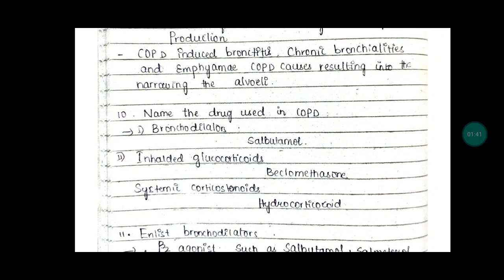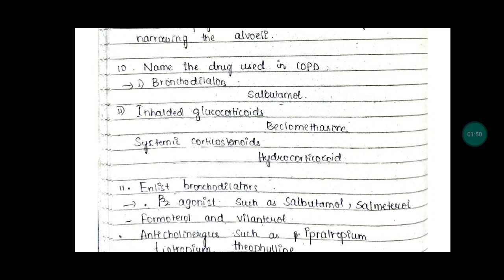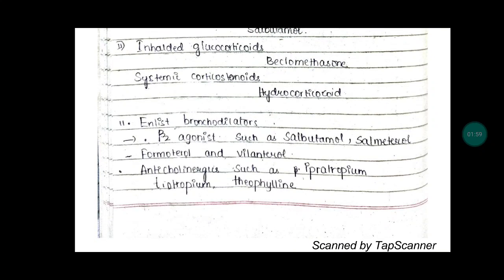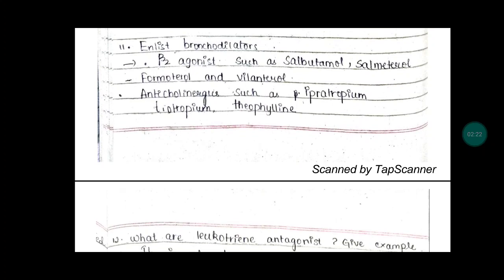Question number 10, name the drugs used in COPD. Number 1, bronchodilators, that is salbutamol, and inhaled glucocorticoids, beclomethasone, and systemic corticoids, hydrocortisone. Question number 11, enlist bronchodilators: beta 2 agonists such as salbutamol, salmeterol, formoterol and terbutaline are the examples for bronchodilators, and anticholinergics such as ipratropium, tiotropium and theophylline are the examples.